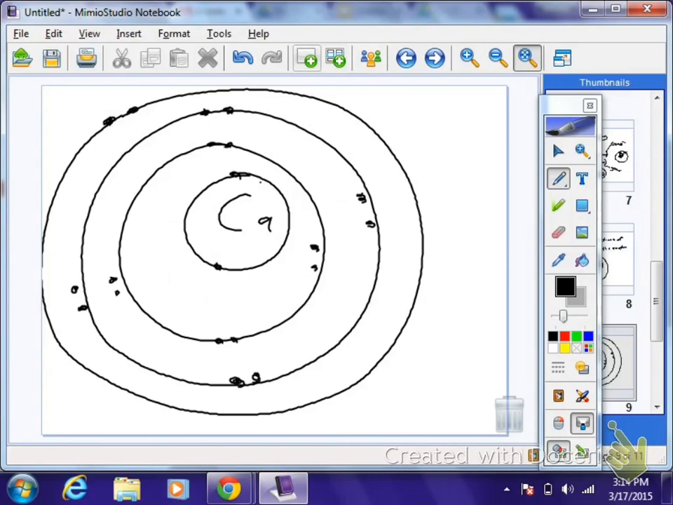Now that's a lot of work, and we don't want to do that every single time. So what we're going to focus upon is outer shell electrons. So how many electrons are in the outermost shell of calcium? You guys with your heads down, you need to get your heads up. Austin, guys? Okay? How many electrons do we have in the outermost shell? 2. And those are called valence electrons.